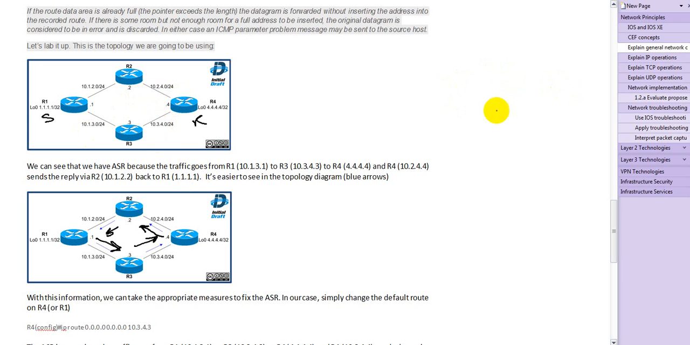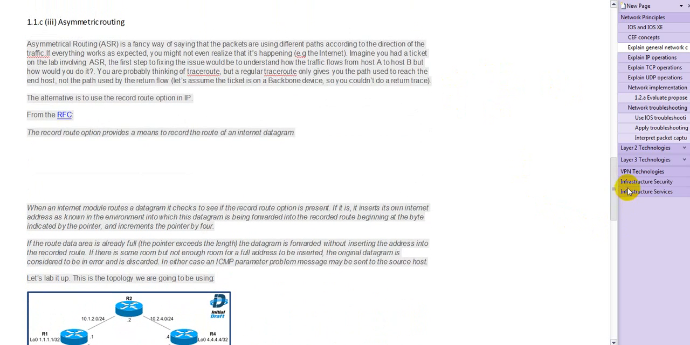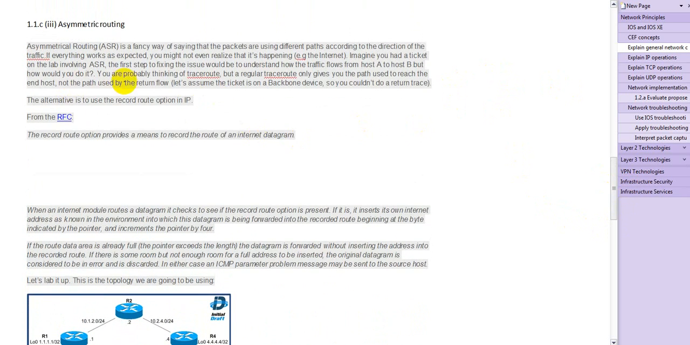So, and let me bring this up here. This is actually a really good article that I read, and when I read it, I was like, "Oh, this is good." And I like the way it's put. It's a fancy way of saying packets are using different paths according to the direction of the traffic. If everything works as expected, you might not even realize this is happening. So, imagine you had a ticket.